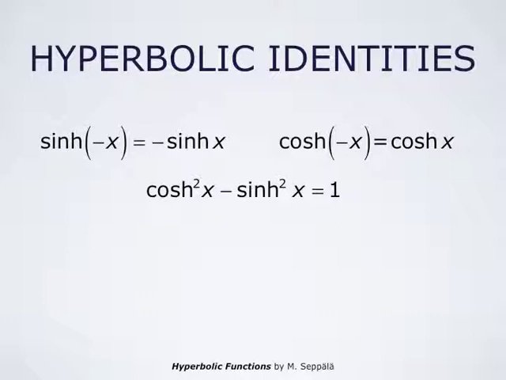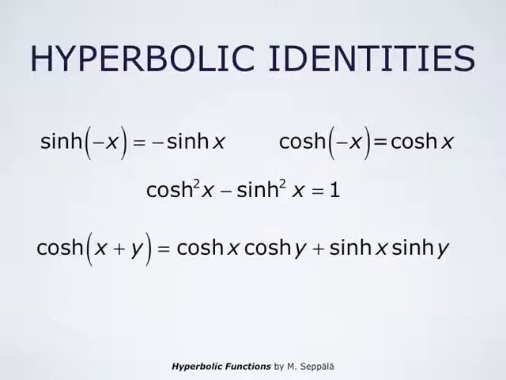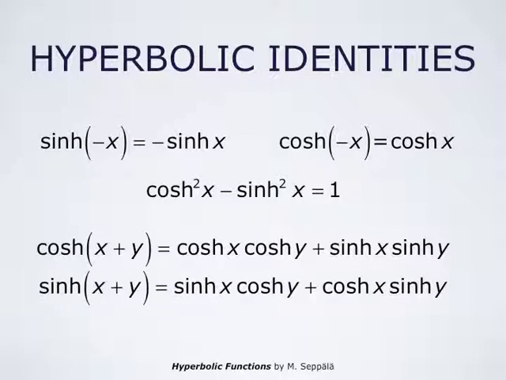Hyperbolic cosine at x plus y is hyperbolic cosine at x times hyperbolic cosine at y plus hyperbolic sine at x times hyperbolic sine at y. Similar formula as for the corresponding trigonometric functions. Hyperbolic sine at x plus y is hyperbolic sine at x times hyperbolic cosine at y plus hyperbolic cosine at x times hyperbolic sine at y. Let us take a look at how to prove this central formula.